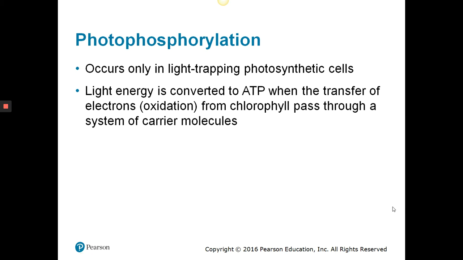Photophosphorylation, this is where we use light energy to trap energy. And this is what bacteria and some protists and plants do. They can take light energy through sunlight and convert that to ATP, and then they can send that through a transfer of electron transport molecules, and that can become the energy source for the plant.